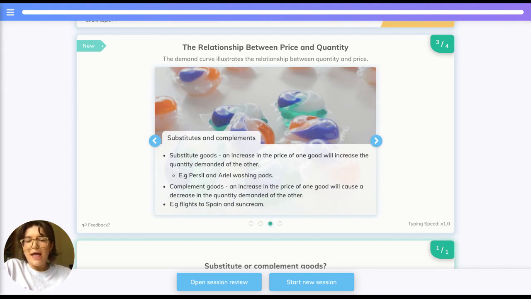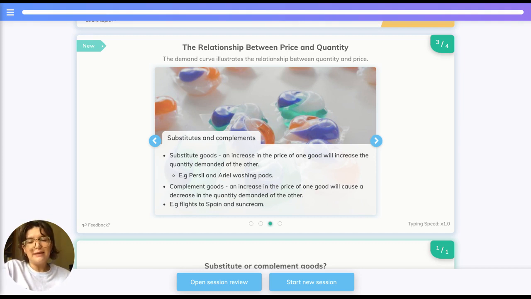Substitute goods are when there's an increase in the price of one good, there will be an increase in the quantity demanded of the other. And this is effectively when two products are very similar in their function. So for example, if you have Persil and Ariel washing pods for your laundry, if the price of Persil will go up, that means that the demand for Ariel will increase because it will be cheaper and more people will want it. However, you also have complement goods.